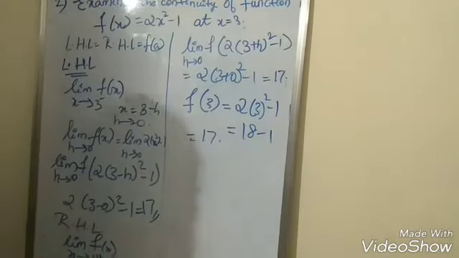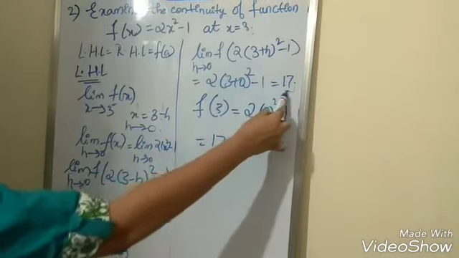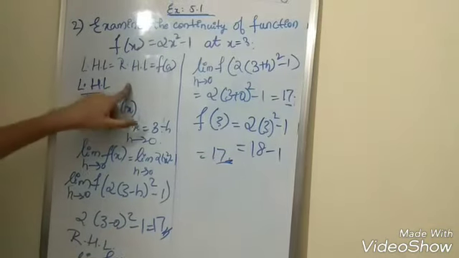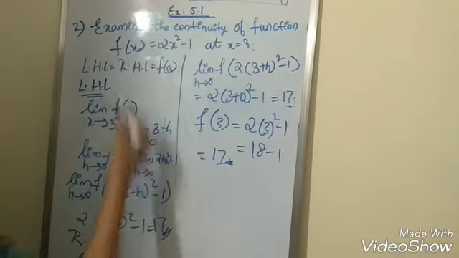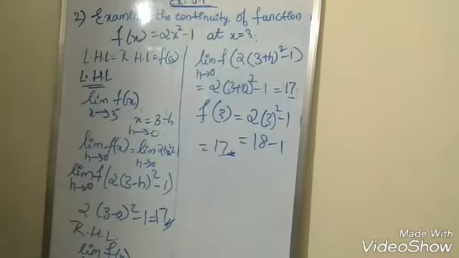So it's proved. Its left hand limit is 17, right hand limit is 17, and f of a, which means f of 3, is also 17. So this condition is satisfied. Hence this function f of x is continuous at x is equal to 3.